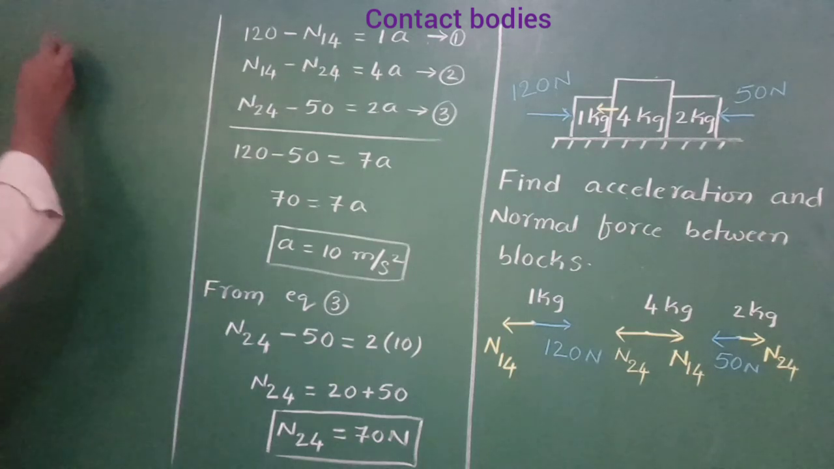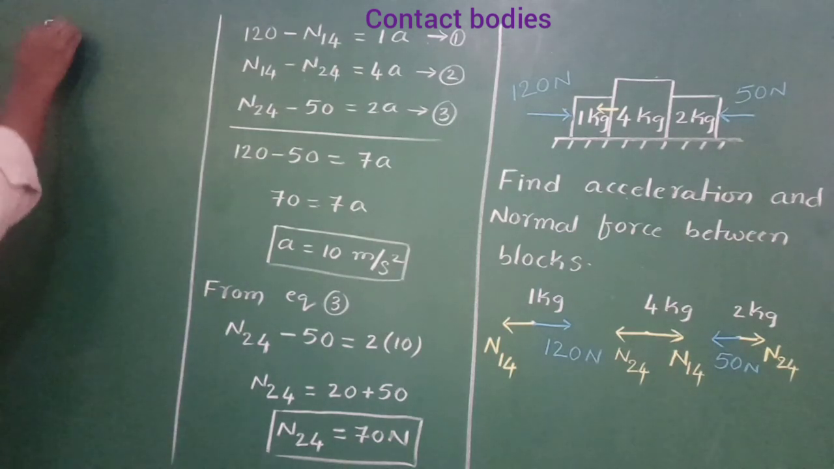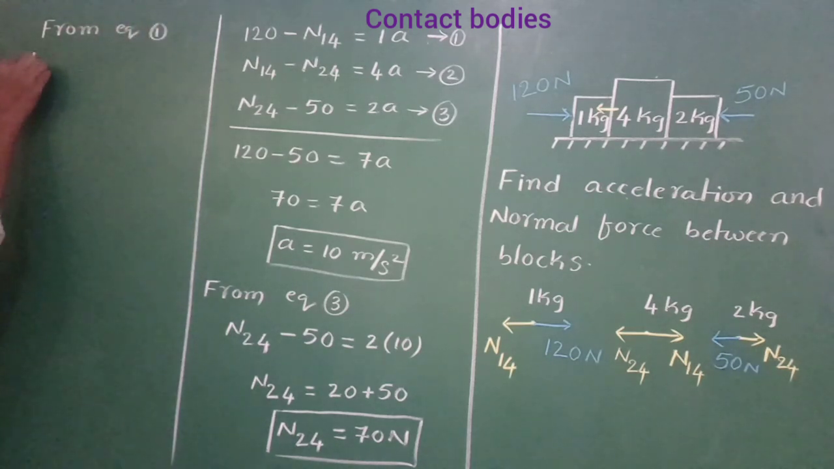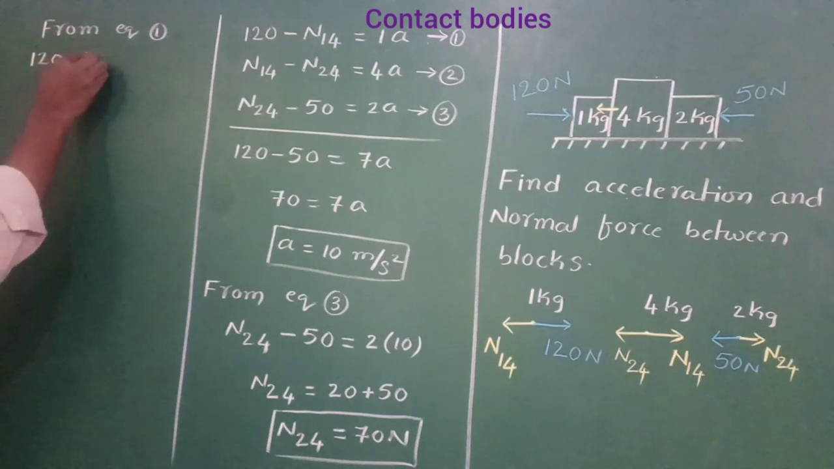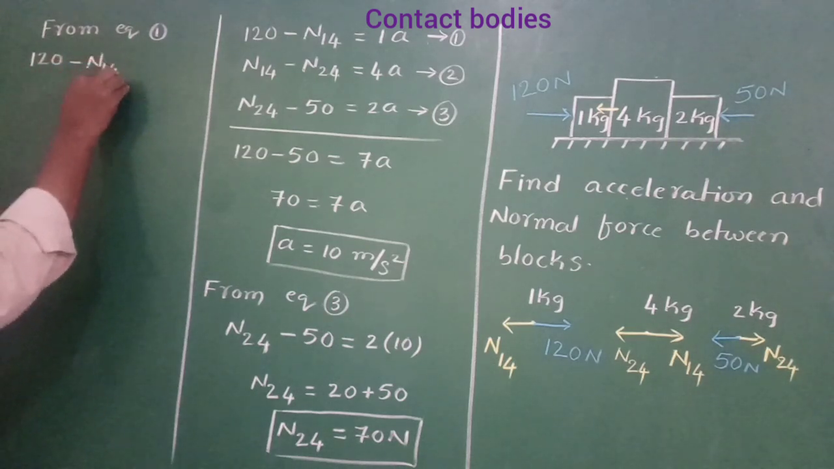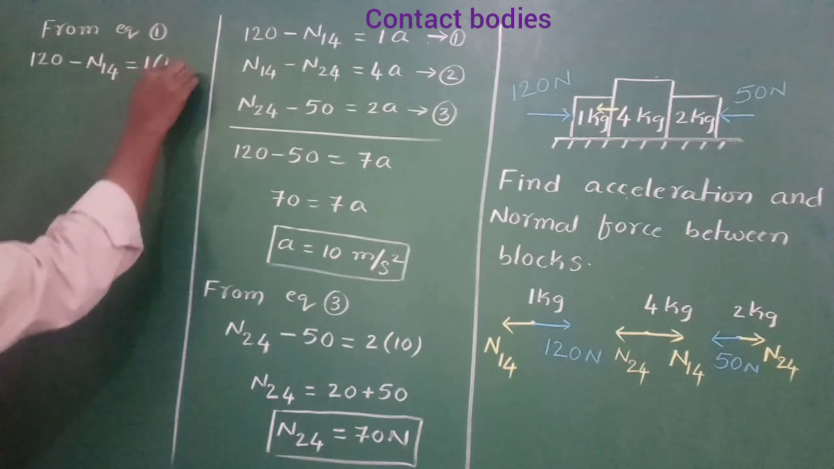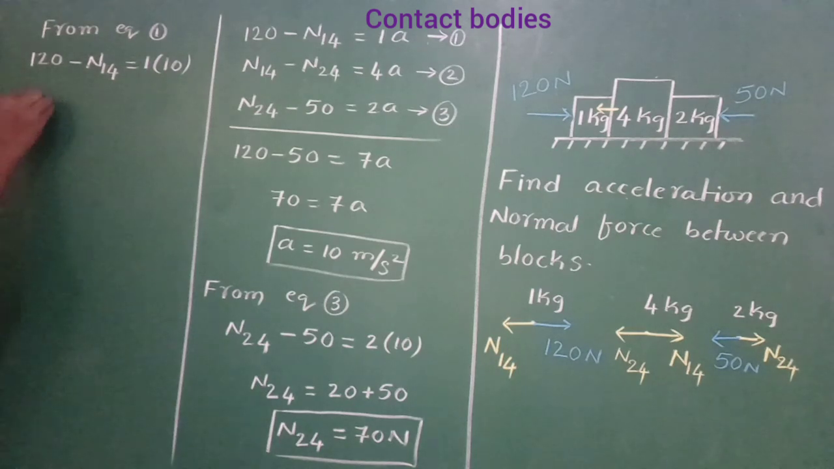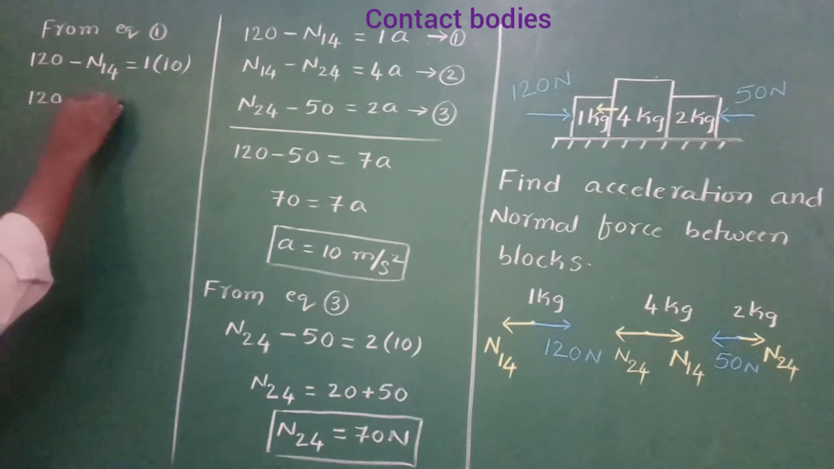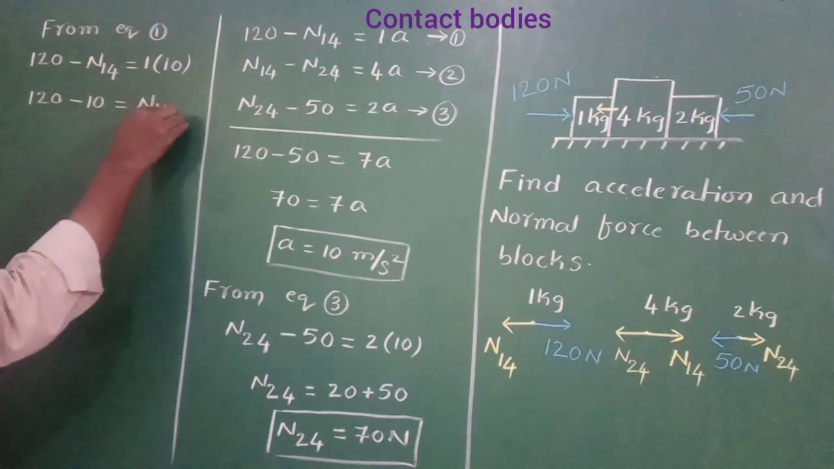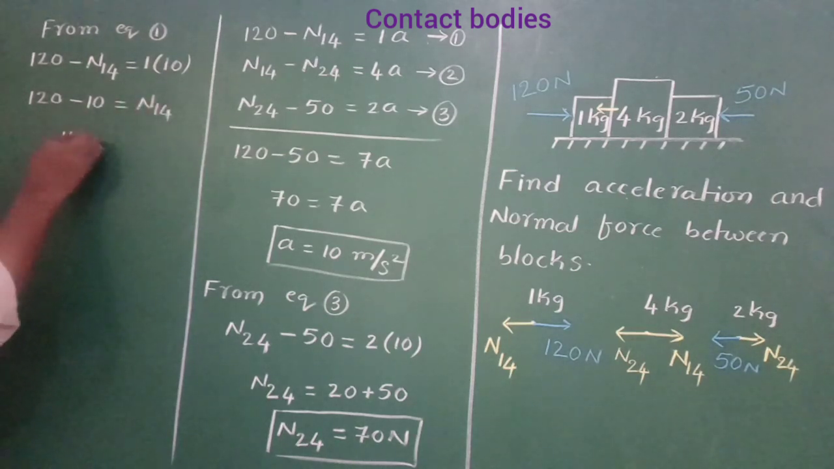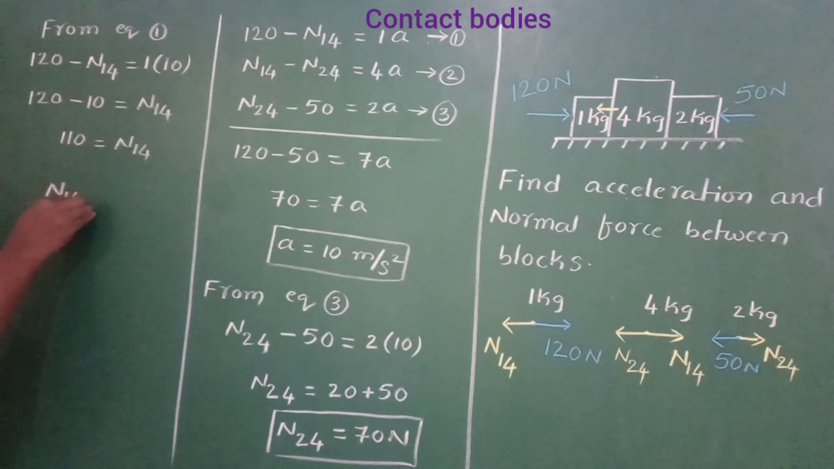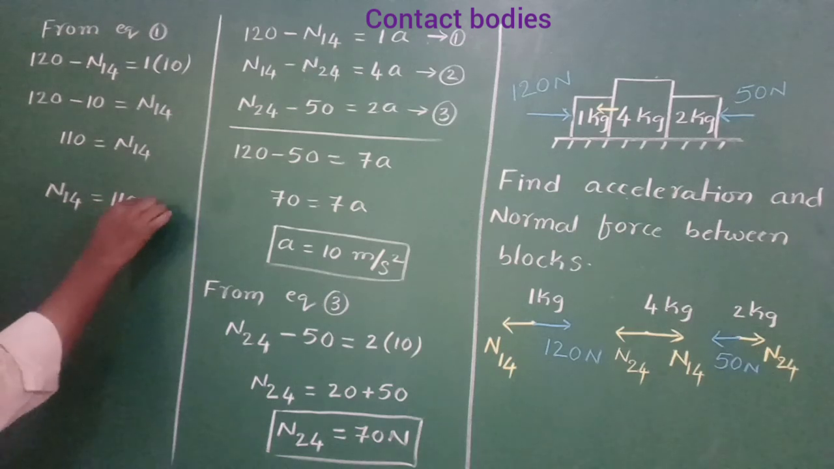See, from equation 1: 120 minus N14 is equal to 1 into the a value. This 1 into a, take to the left side, it becomes negative. 120 minus a is equal to N14. So finally, we can write N14 is equal to 110 Newton.